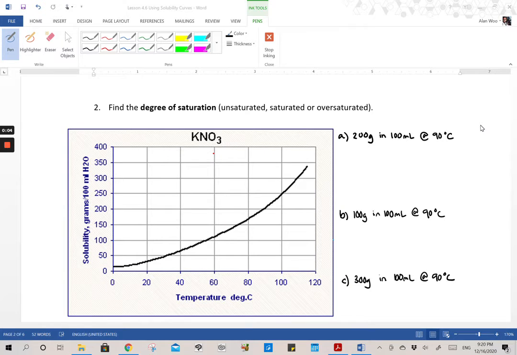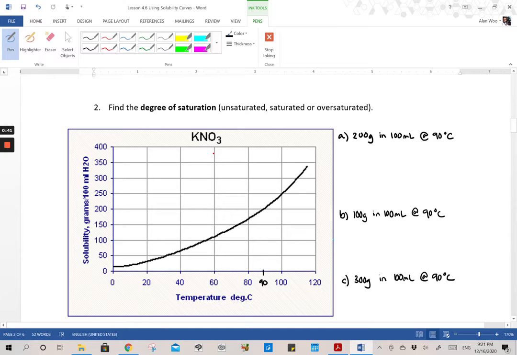Hello, in this video I want to use solubility curves to help us figure out the degree of saturation. I have three situations here. All of them involve the temperature of 9 degrees Celsius. Now, if each of these were solutions, I want to know which one is unsaturated, which one's saturated, and which one might be oversaturated. In order to do that, we have to actually look at where 9 degrees is on our solubility curve. So 9 degrees is right about here.